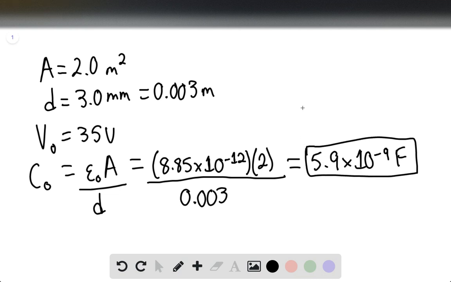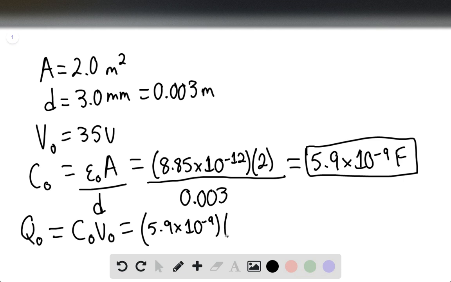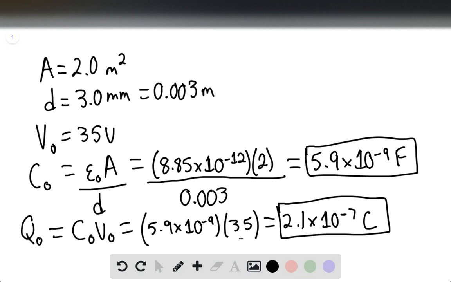We could probably do Q sub 0, so the charge. Q sub 0 is simply going to be equal to C sub 0 times V sub 0. So this would be 5.9 times 10 to the negative 9th, and then times 35 volts. So this is going to give us 2.1 times 10 to the negative 7th coulombs. So this would be our second answer for part A.